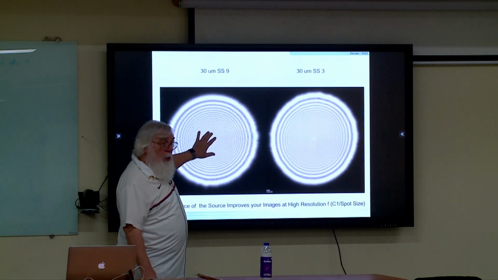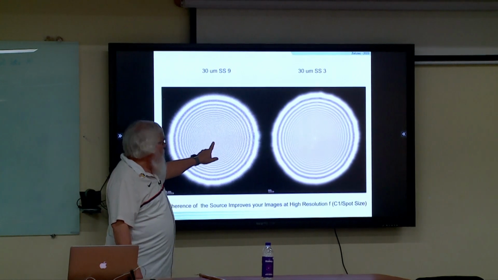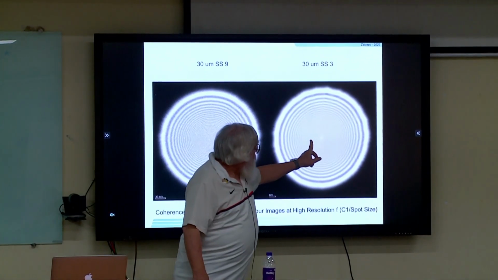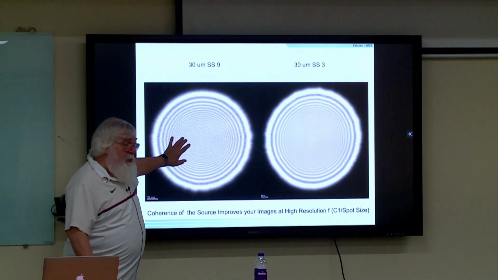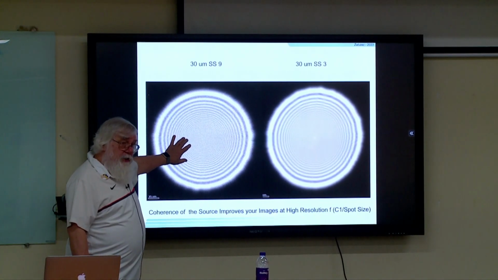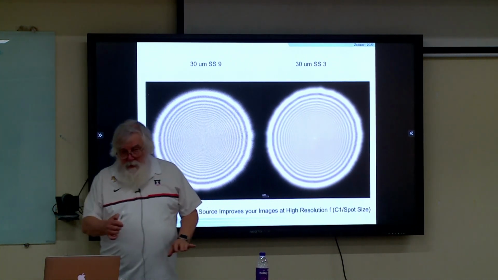So it's a more coherent probe. How do I know that? There are more fringes. You can see those fringes go right the way to the middle now. And here they sort of peter out or die out. So a more coherent probe, better resolution in many cases, but less current.